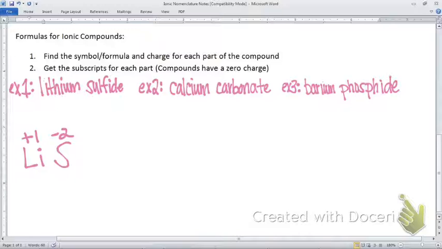So let's look at our charges right now. A +1 and a -2. These guys are not going to cancel out to give us 0. So we need to find the ratio using subscripts so that our overall charge is 0.